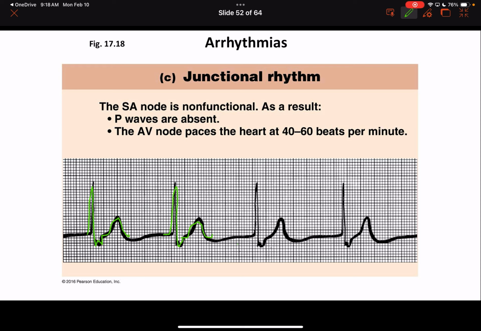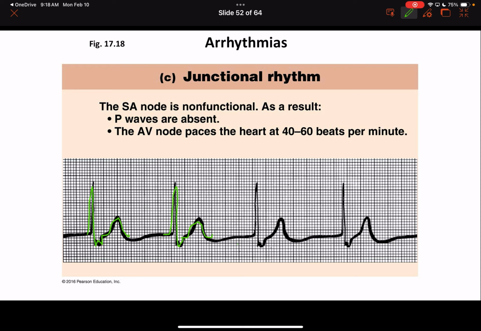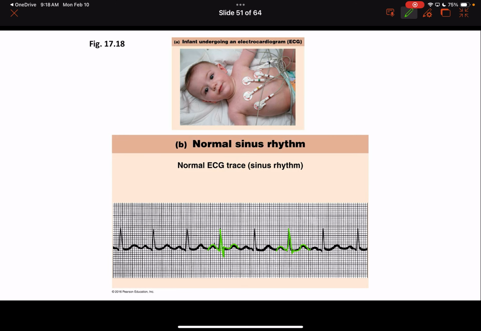And so when the SA node isn't functional, then the AV node has to take over. And when the AV node takes over, the heart is only going to beat at about 40 to 60 beats per minute. So you'll notice that compared to this ECG tracing, this is more spread apart. It's happening at a slower rate because the AV node can only depolarize at 50 times per minute versus the SA node at 75 times per minute.